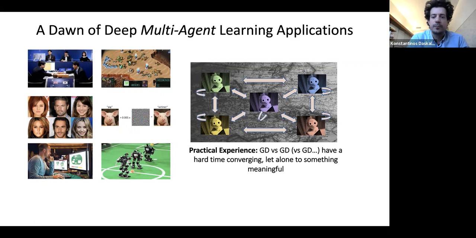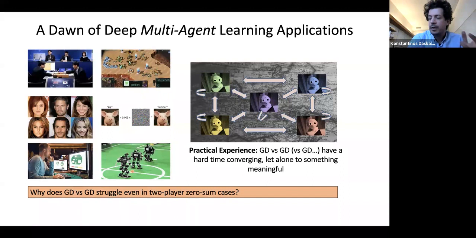So the overarching questions for this talk are why gradient descent struggles on the multi-agent front, given that it didn't struggle on the single agent front. In the single agent front, we had the guarantee that gradient descent would eventually settle at a local optimum. Why is it that it has this unstable behavior in the multi-agent setting, even in zero-sum settings like GANs, generative adversarial networks?